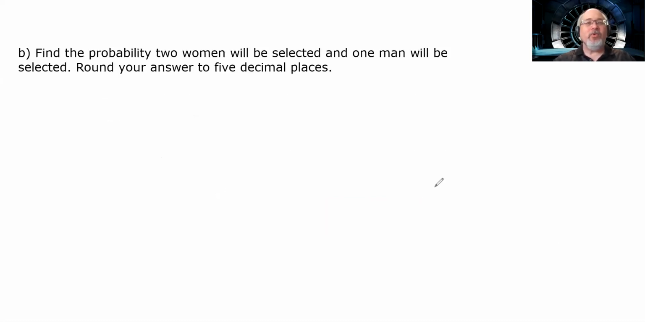Find the probability 2 women will be selected and 1 man will be selected. Round your answer to 5 decimal places. All right, this one takes a little bit more work. Let me pause and go and get the probability typed.